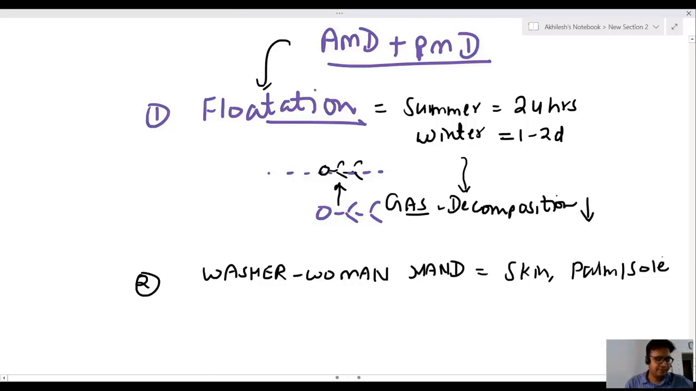It is skin change of palm and sole. Doesn't matter if you died inside the water or outside the water, your body is in water. So what will be the changes? This is known as washerwoman hand. Sir, there will be wrinkling.